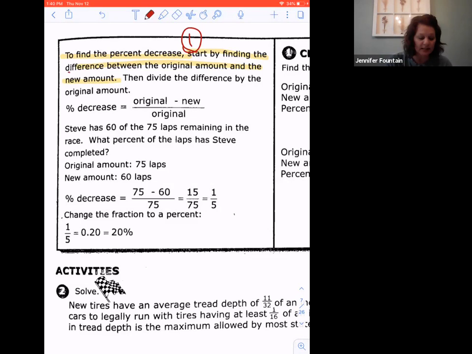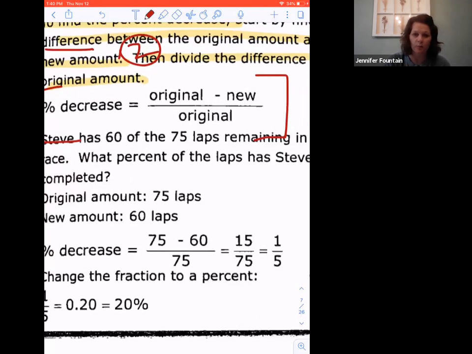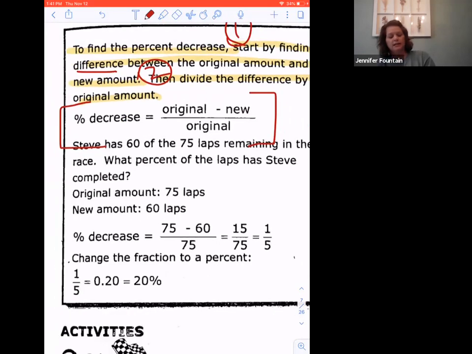Remember, the word difference indicates that I'm going to subtract. And I'm going to subtract the original amount and the new amount, so original minus new. Then it says I want to divide the difference by the original amount. And so this is the formula that we see right here. This sets us up to where we have the original number minus the new number divided by the original number. Okay, so that's my formula. Percent decrease equals the original number minus the new number divided by the original number.